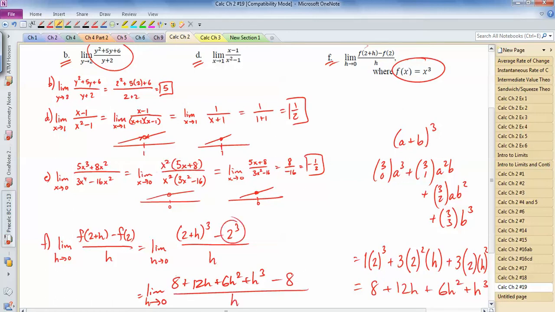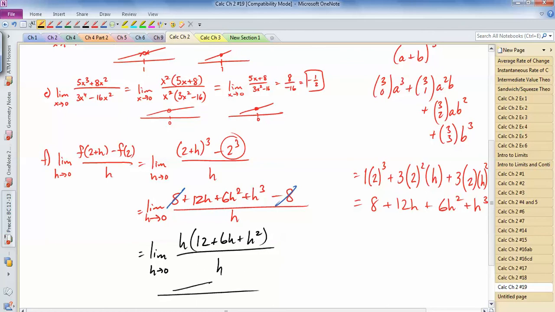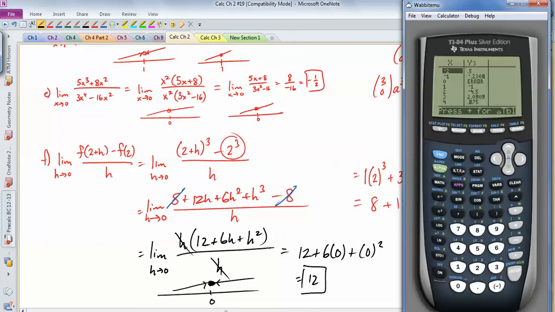So then the 8's cancel. And then if I factor out an h from the numerator, I'm going to get limit as h goes to 0 of h times 12 plus 6h plus h squared, all over h. And then this has a hole at 0. But if I cancel the h's, then I fill in the hole. So now when I ask what happens right around 0, well, I can just plug in 0 into my modified function. So I get 12 plus 6 times 0 plus 0 squared, which is 12. And then that's it.